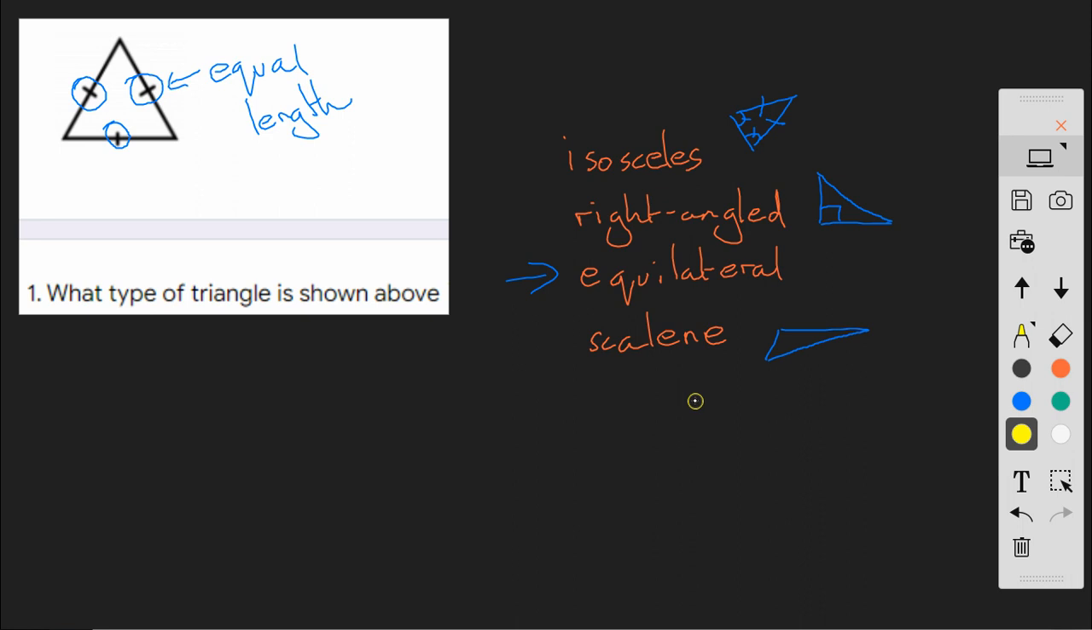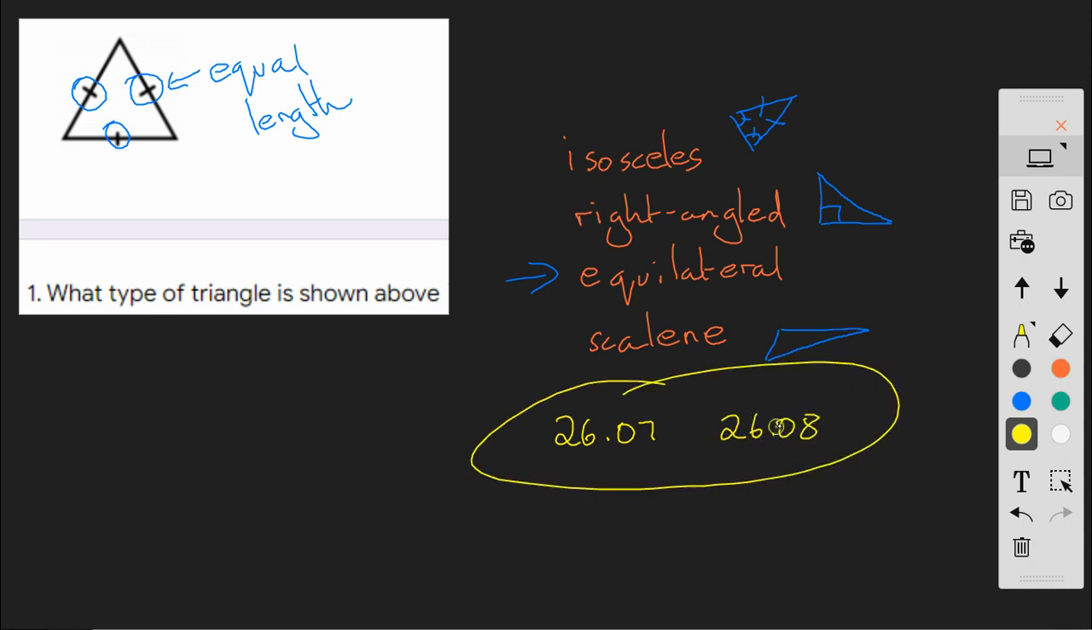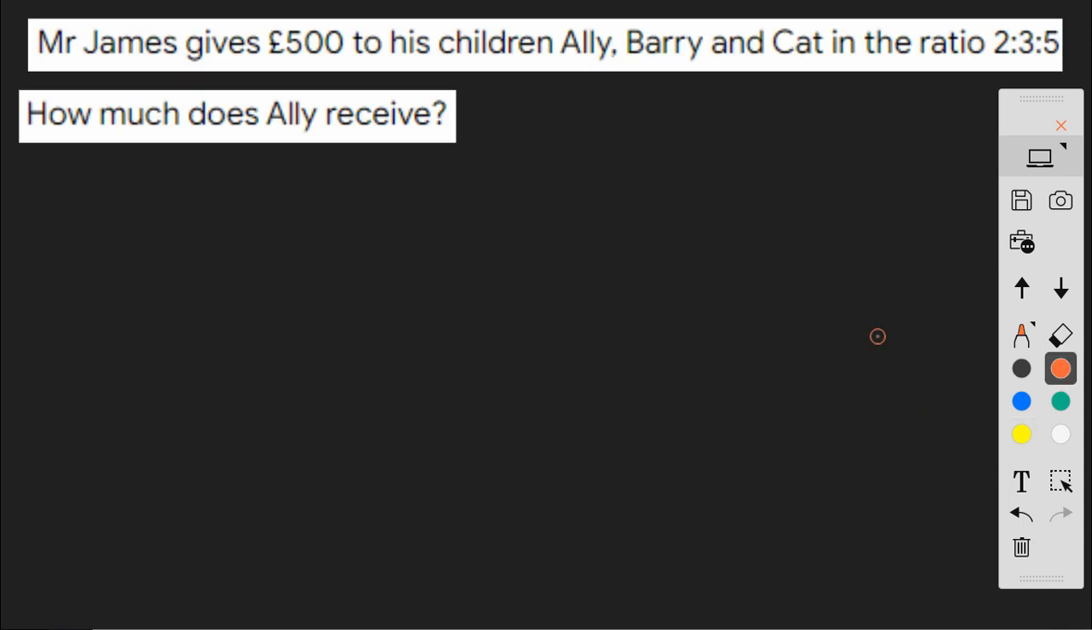Now, if you need to go and practice those words, then the 2 nuggets that I suggest that you do are 26.07 and 26.08.